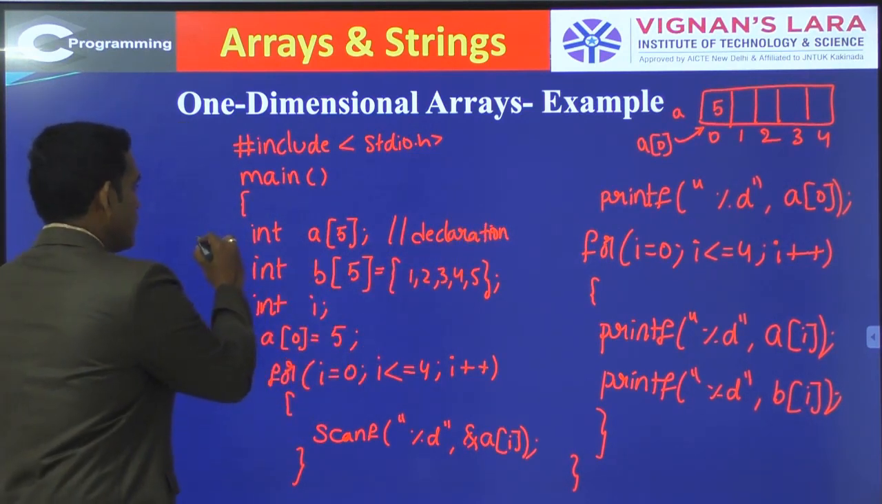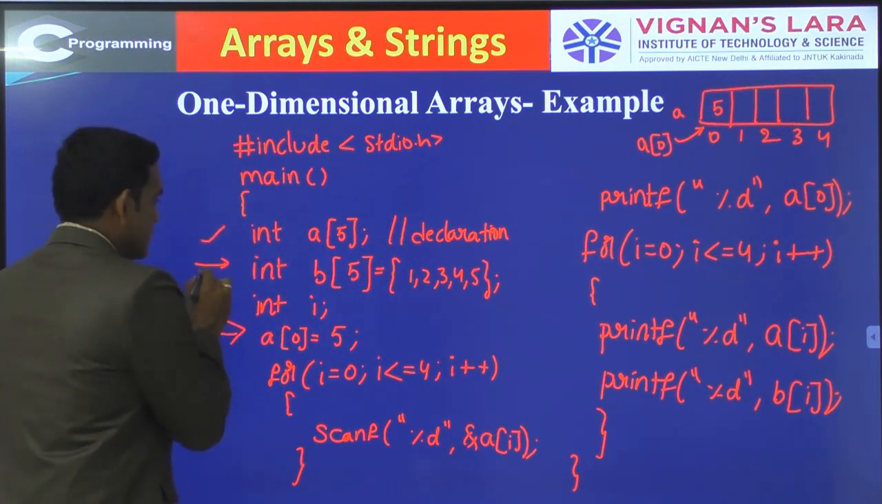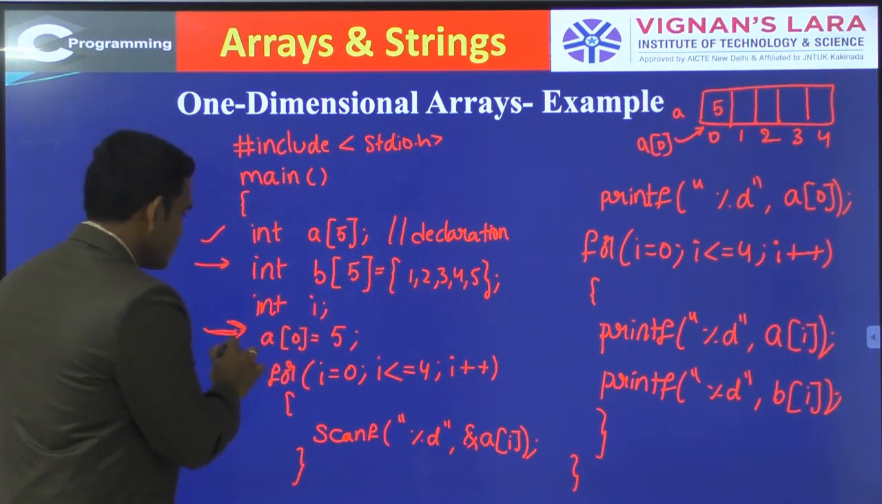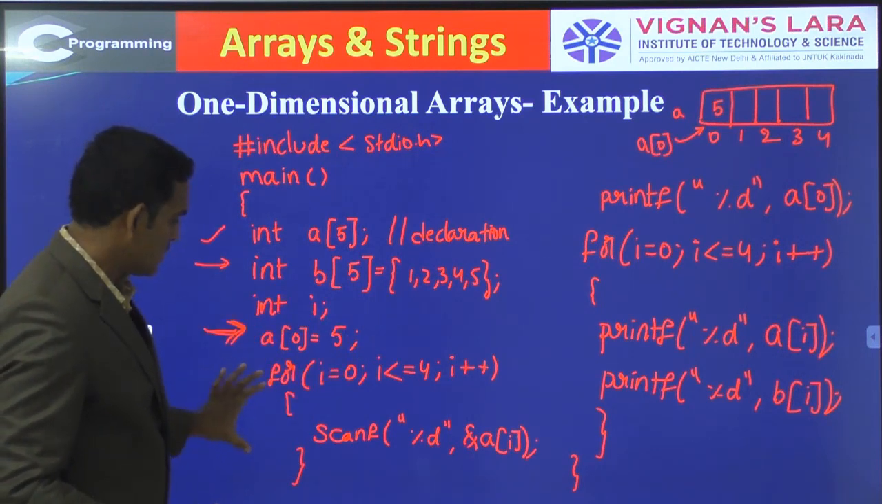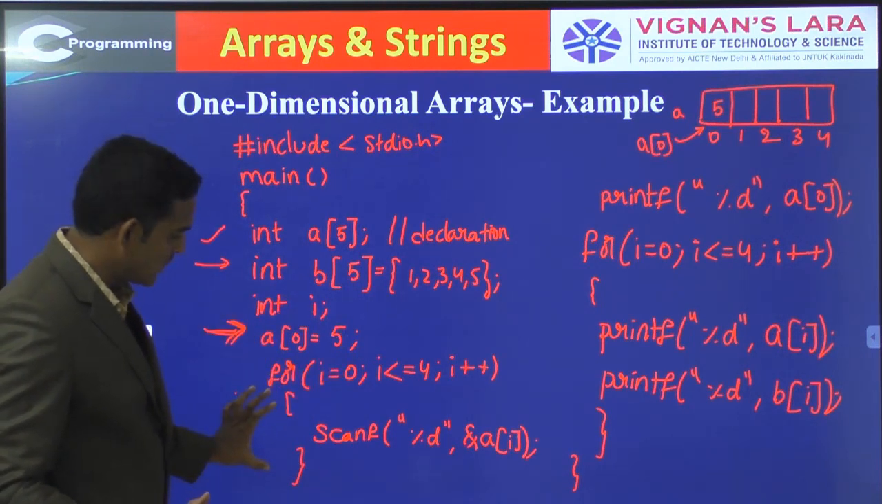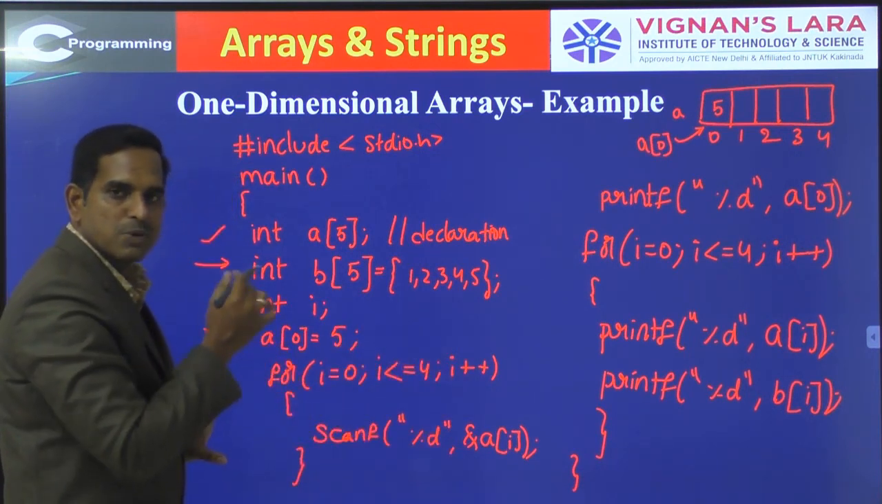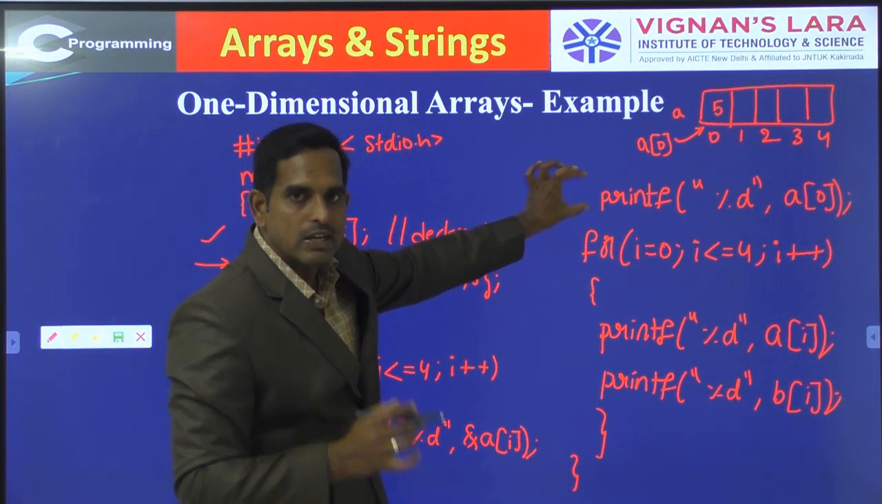Initially we have done the declaration here. Otherwise you can initialize your array in this manner. Next, you can give values into your array individually like this. Or you can give values into your array in a whole manner, that is, if you want to access all the elements by using a for loop, you can do like this. Or you can print individual values.